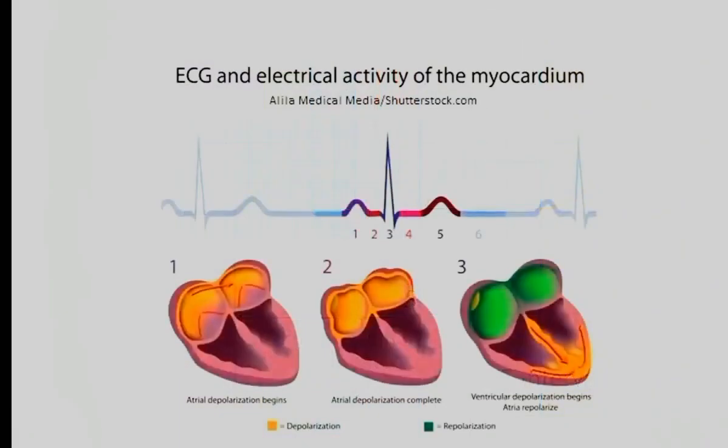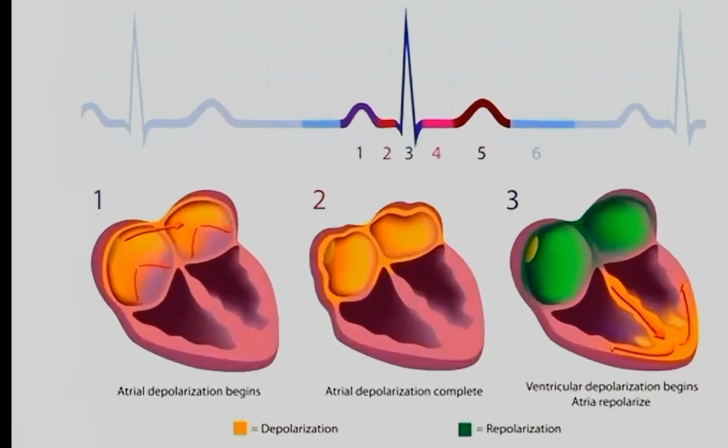So now let's recap all that information and look at this PQRST complex and see how depolarization and repolarization is occurring in each part of that complex. So here, section 1 is the P wave. That represents atrial depolarization beginning, so we have the contraction of the atria. Then 2, that was our PR segment. That was atrial depolarization complete, so it's done.